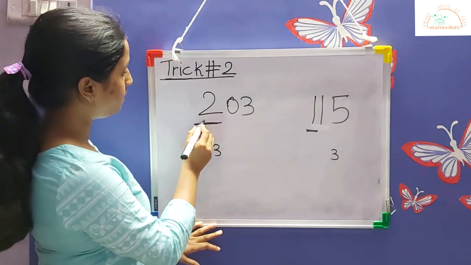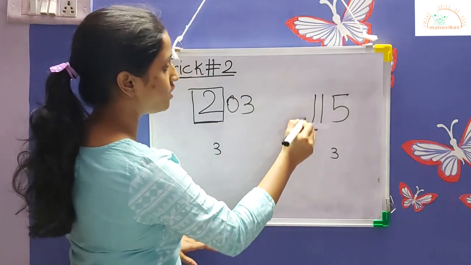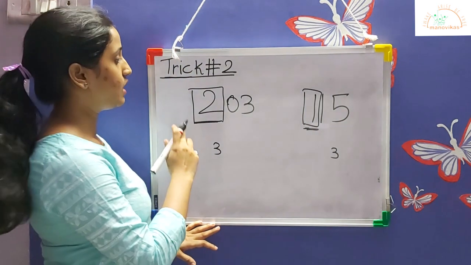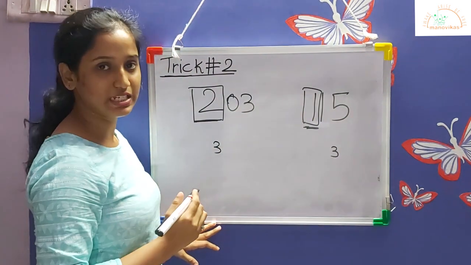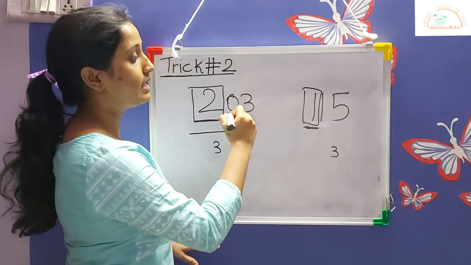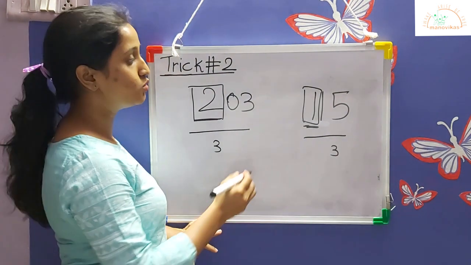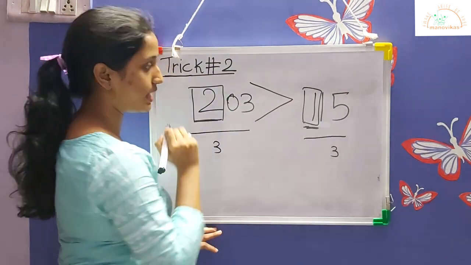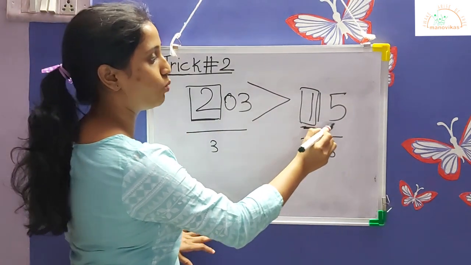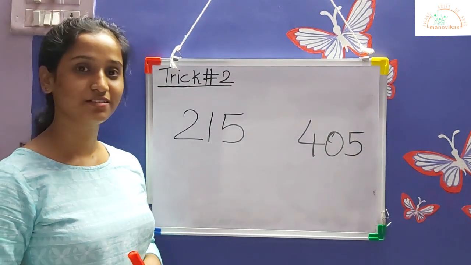Okay. Now here we have got number 2 and here we have got number 1. Now who is greater? Obviously 2. So we have got 203 greater than 115. So we use the greater than sign to say that 203 is greater than 115. Can you try this out on your own?